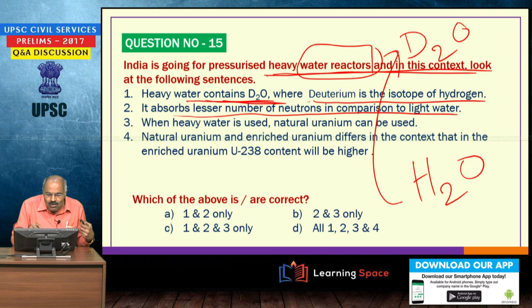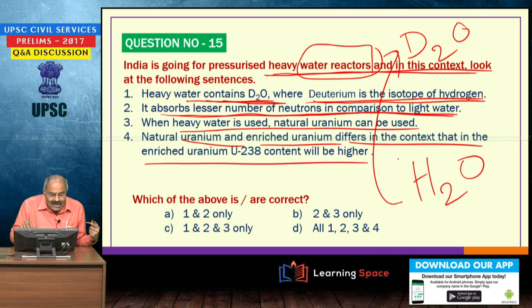Heavy water contains D2O, where deuterium is the isotope of hydrogen. Then it absorbs a lesser number of neutrons in comparison to light water. When heavy water is used, natural uranium is used. Natural uranium and enriched uranium differ in that in enriched uranium the U-235 content will be higher. Please do not forget, U-235 and U-238 are both isotopes of uranium. 1, 2, 3 correct. Then look at the next one.